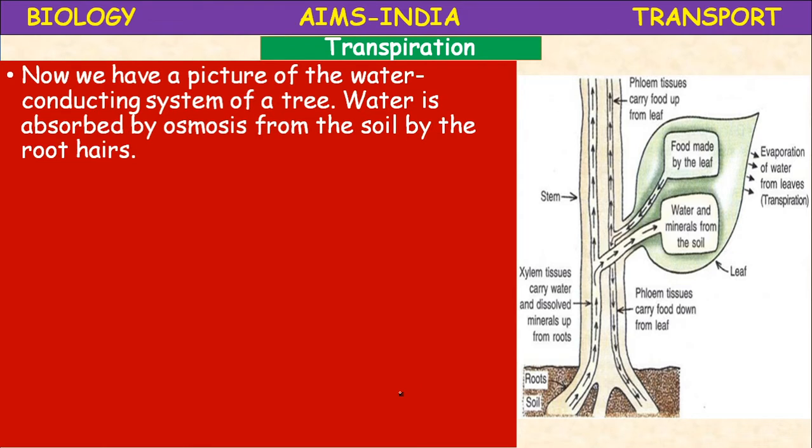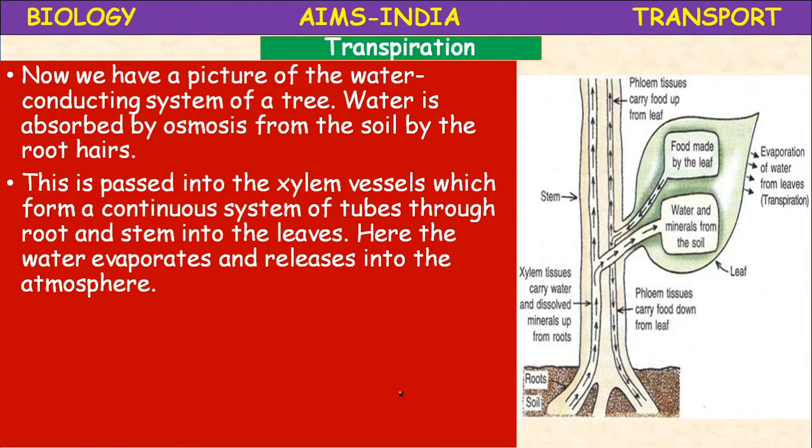So we have a picture of the water conducting system of a tree. Water is absorbed by osmosis from the soil by the root hairs. Next, this is passed into the xylem vessels. See here, water is absorbed through a conducting system, absorbed by osmosis like this. The arrow mark indicates the continuous water column.